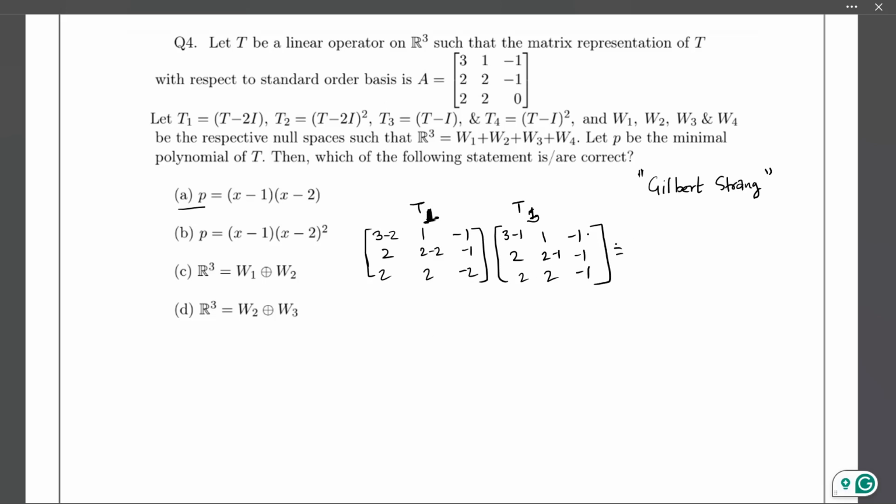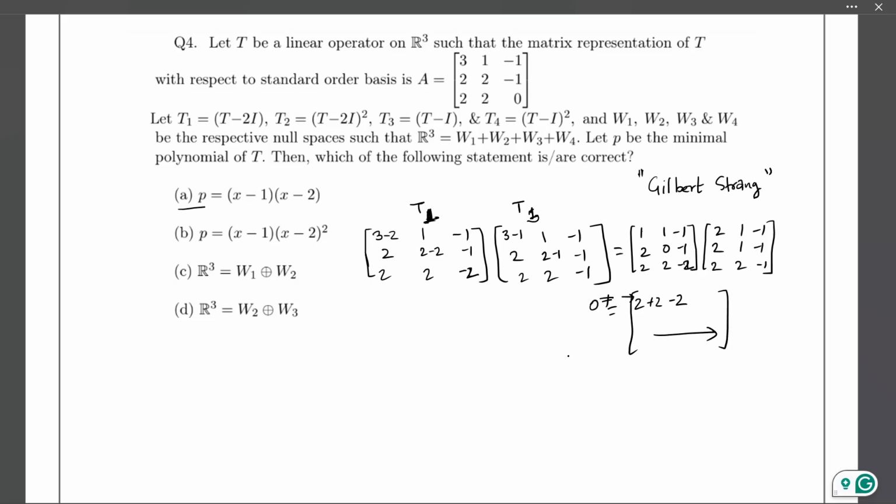So is this product 0? Let me write the matrix once more. 2, 1, minus 1, 2, 1, minus 1, 2, 2, minus 1. If I'm writing something wrong, you can point it out. The product will be 2 plus 2 minus 2. I'm not going to write everything, okay? Because the first entry is not 0, this product is not 0. So P does not satisfy that matrix A. So this is incorrect.